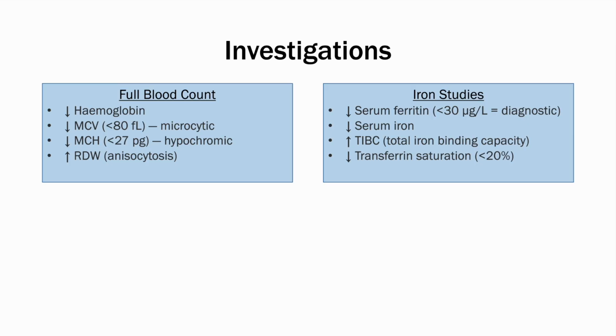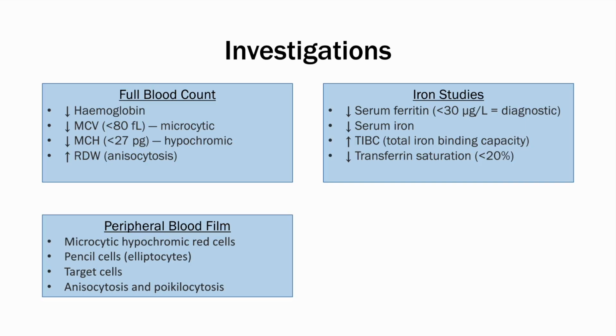We'll have low ferritin as well as low serum iron. However, our total iron binding capacity will be increased, and that makes sense because there's more opportunity for iron to bind because there isn't enough of it in the blood. So the opportunity is there, we just don't have the supply to bind the iron. And our transferrin saturation will be low.